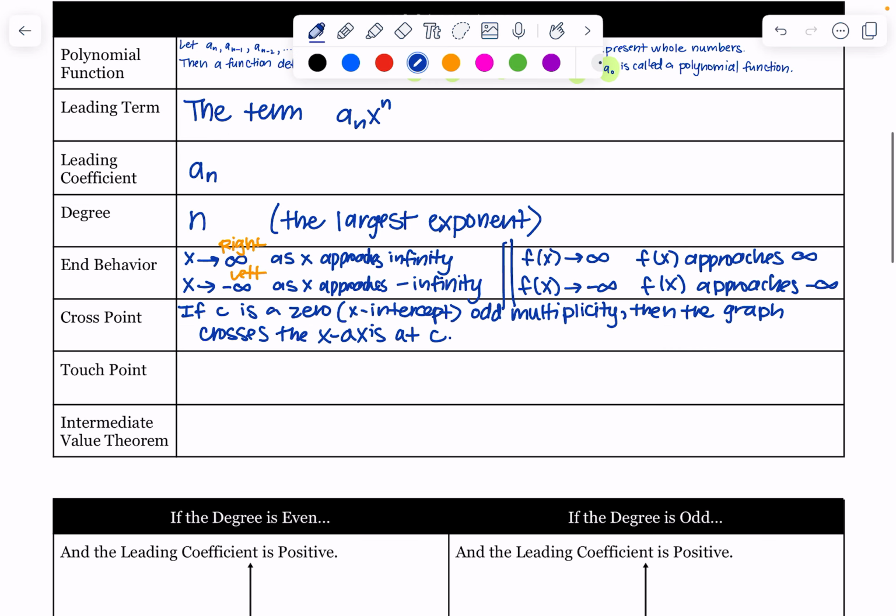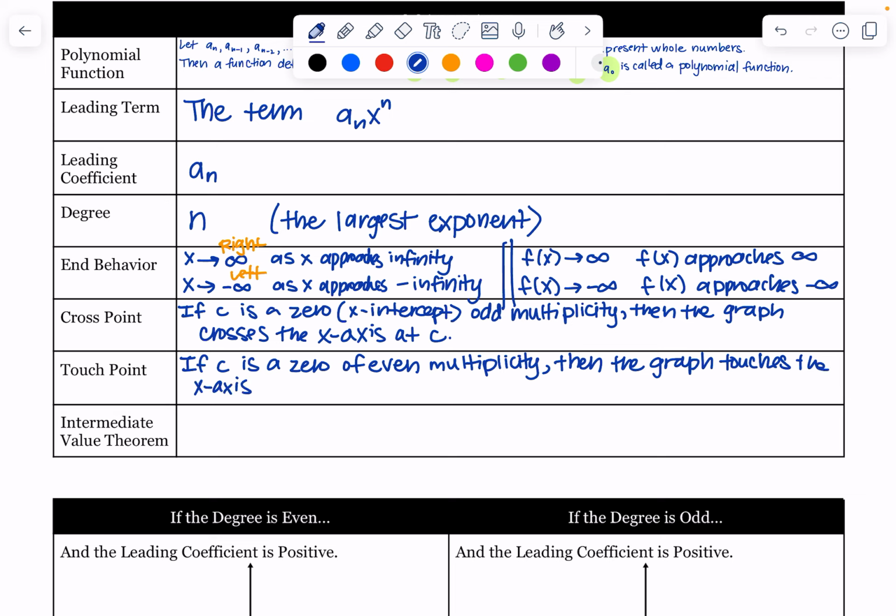Okay, if C is a 0 of even multiplicity, and again, that's an x-intercept, then the graph touches the x-axis at C and turns back around, so it doesn't cross.